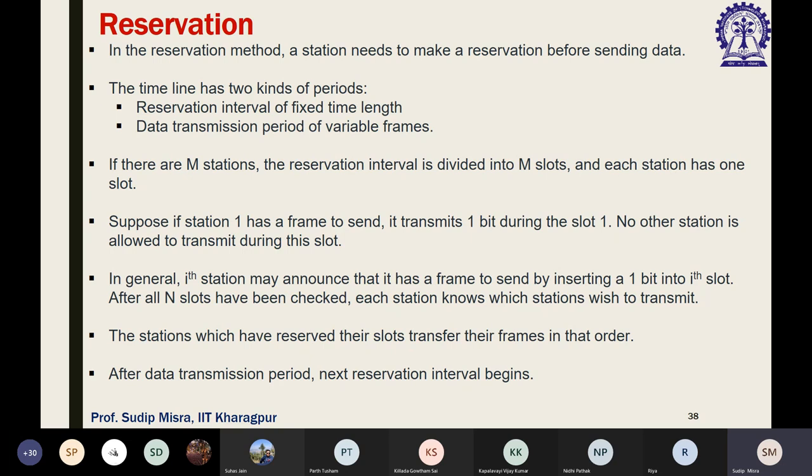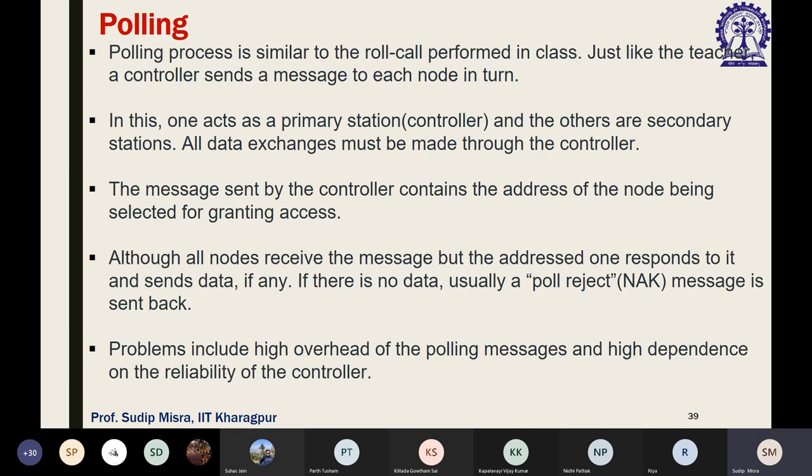And so this is basically how these reservation mechanisms work, and the polling mechanisms work in a similar way as the roll call based mechanisms work in the class, right? There is a teacher who acts as a controller. The controller sends a message to each of the nodes in turn, so there is a leader and a follower kind of mechanism, and this is how the polling is done by the controller. The secondary stations, that means the other stations, are going to respond to the polls depending on the request that is sent from this controller, the primary station, right? So this is basically the polling mechanism.